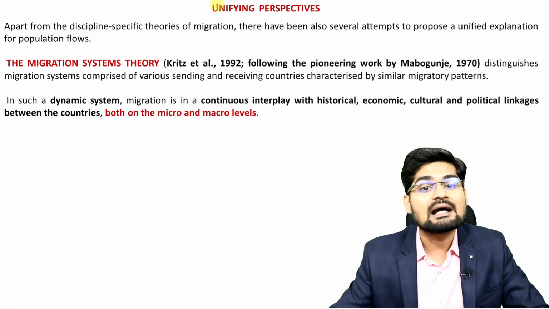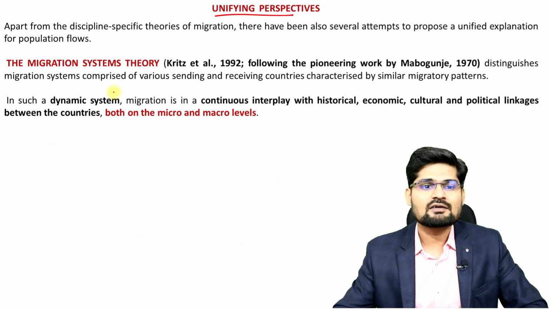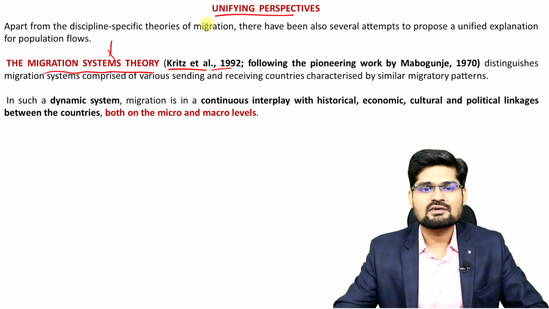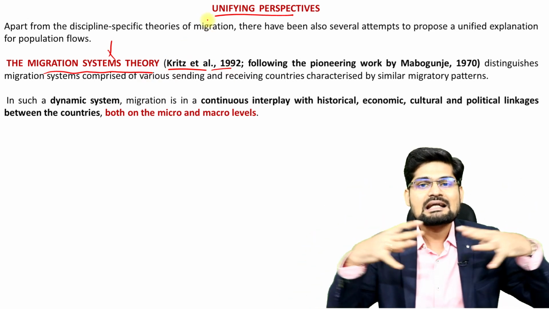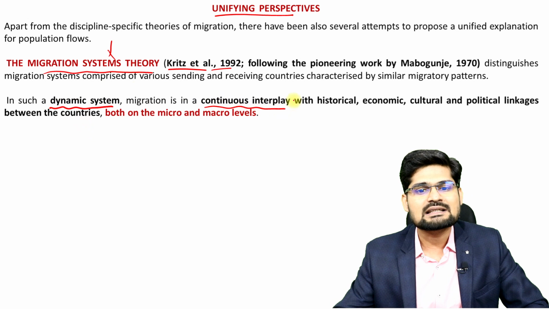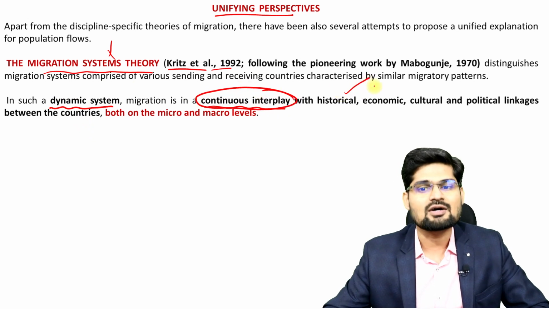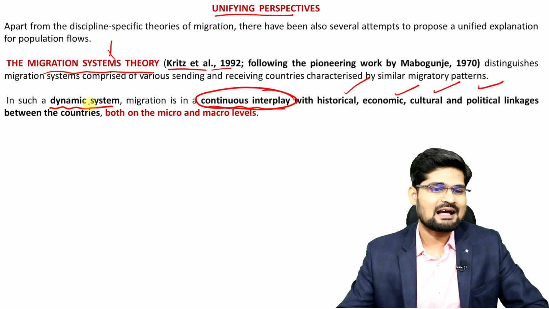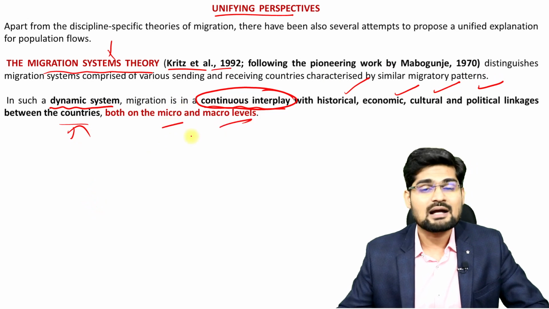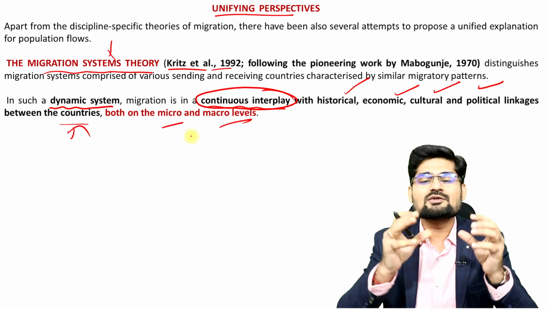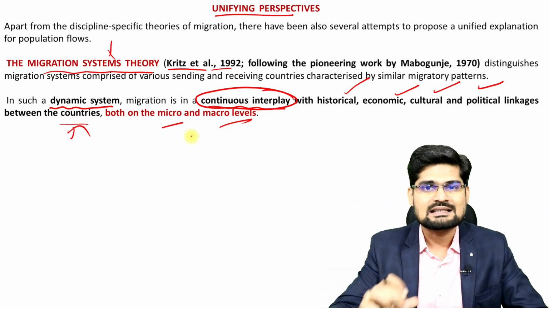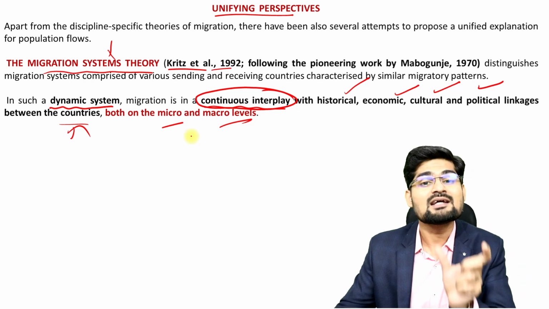Then further we see unifying theories, the integration theories, right? For example, the systems theory called migration systems theory by Kritz and several others. It distinguishes various factors and their interplay in the system, right? So it says that in such a dynamic system, migration is the continuous interplay and interaction between historical, economic, cultural, political factors and several others, at various levels, at various scales, micro level, macro level and several others. So what we understand is that unifying perspectives talk about understanding the interplay, the interaction of various components. That's where the systems theory comes into the picture when we say unifying perspective.